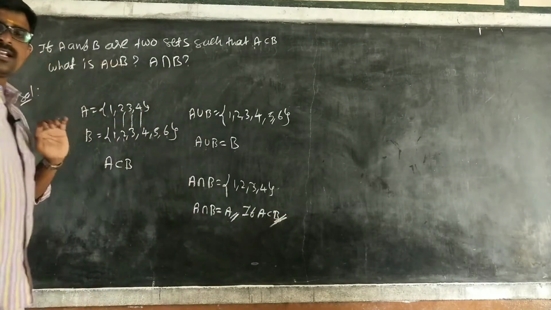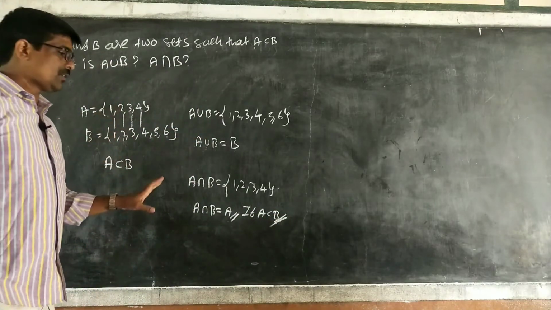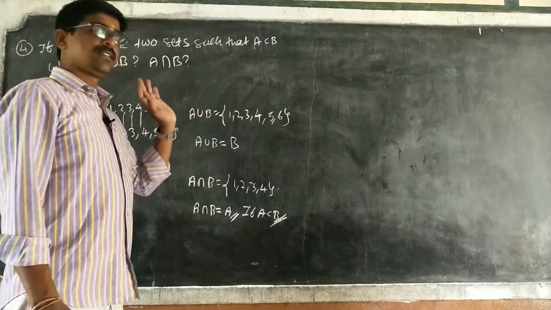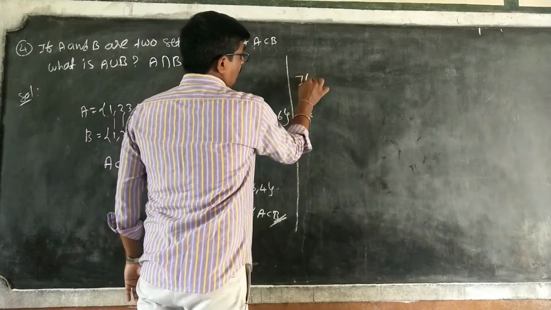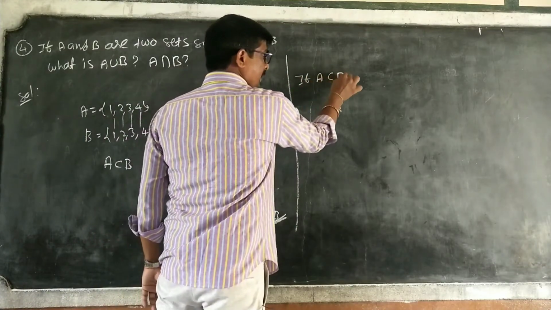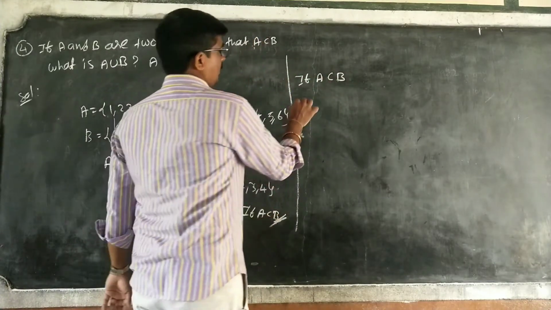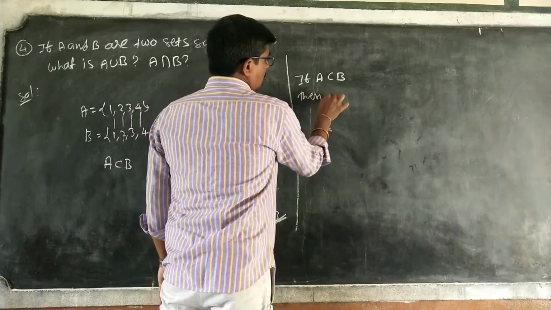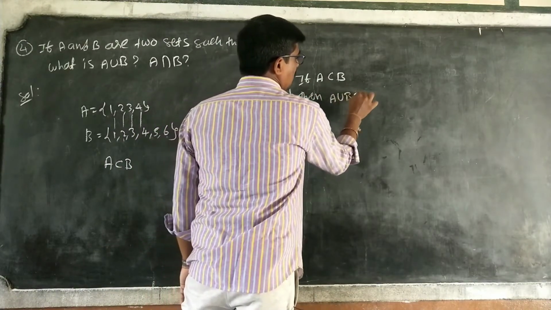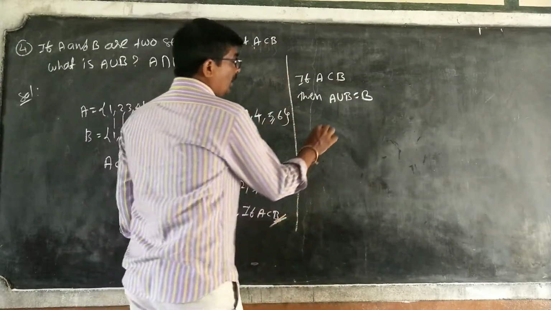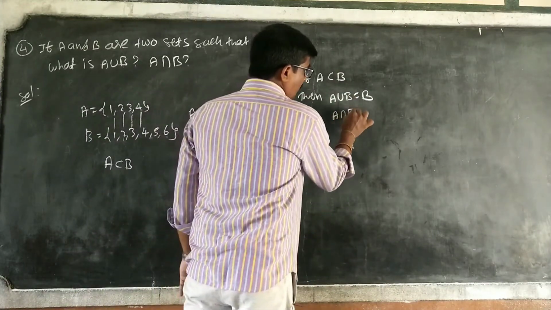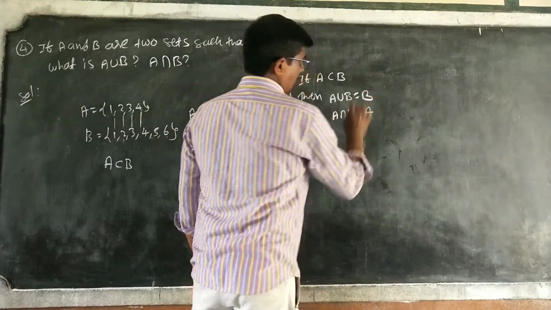Okay? This is a general truth. Wherever you go in sets, this condition is correct. So what is our condition? If A is a subset of B, then A union B is equal to B always, and A intersection B is equal to A.